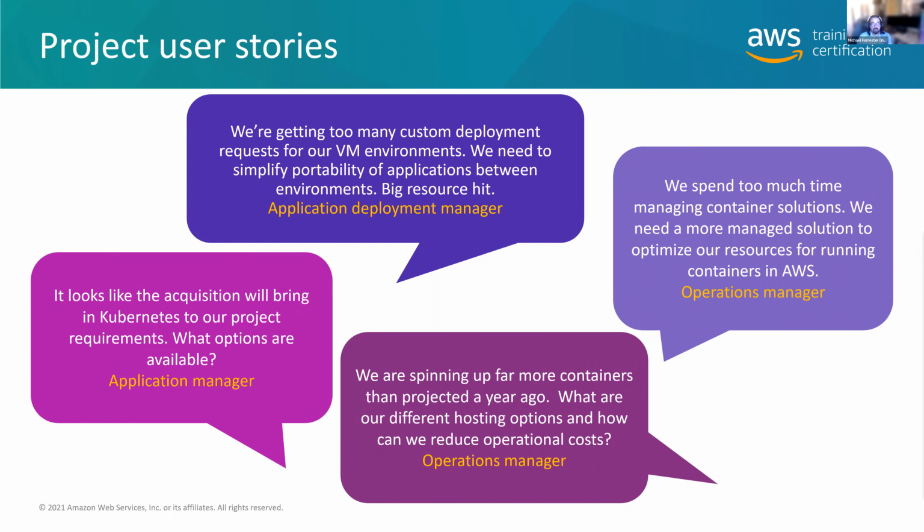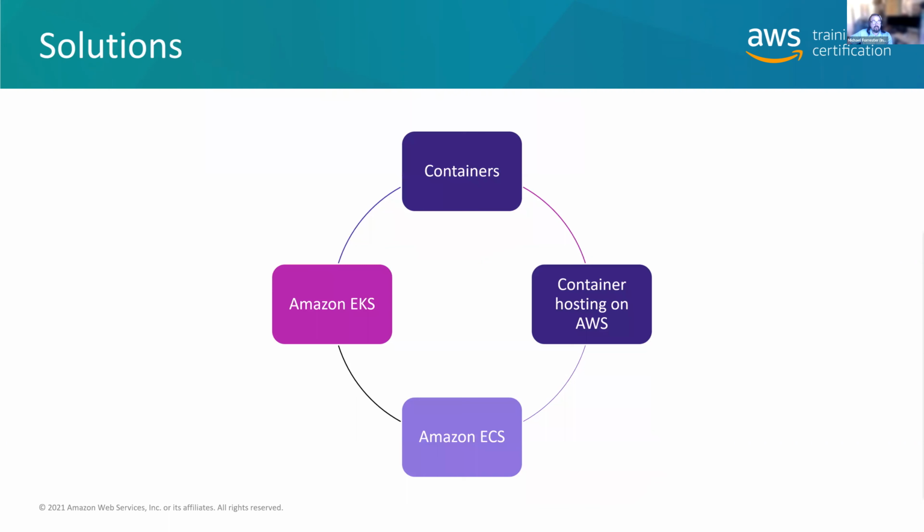And then we're spinning up a lot of containers, which is the one on the bottom. What are our different hosting options and how can we reduce our operational costs? So containers, hosting containers, ECS and EKS, that's what we're going to cover.